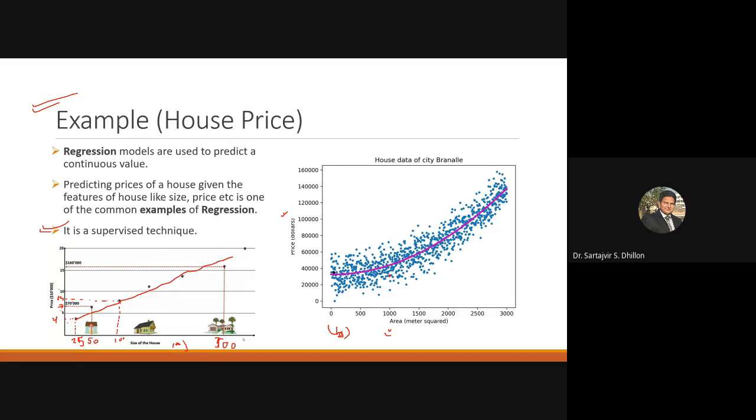Yeah, this is a regression line which passes through in between all those data points. So this is a regression line, and the black dots are representing the data points with respect to the price and size of the house. So this is the initial figure, in which very limited data is there.